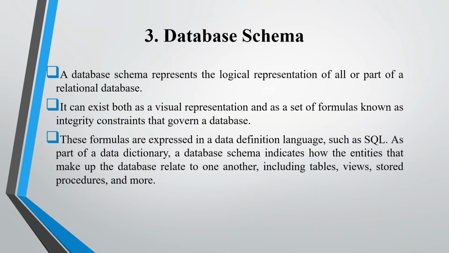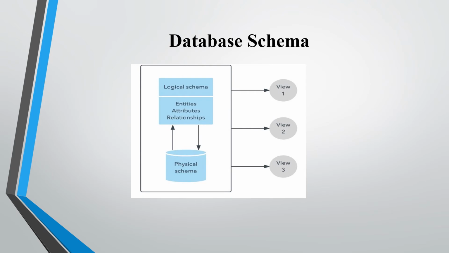So the next one is the database schema. It represents the logical representation of the relational database. It can exist both as a visual presentation and as a set of formulas. These formulas are expressed in DDL, data definition language, such as SQL. As part of the data dictionary, the schema indicates how the entities make up the database. They include tables, views, procedures, and more. So this is the basic database schema. We have entities, attributes, relationships, and different views.